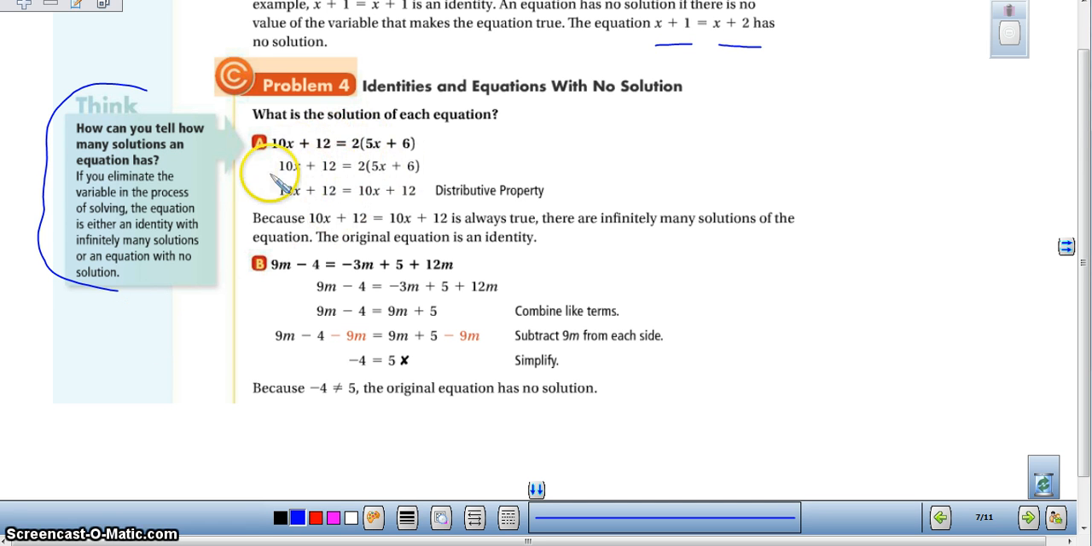If we are solving this one, notice that these two look exactly the same. So we would say that there are infinitely many solutions and the original is an identity. Whereas when you go to solve 9m minus 4 equals negative 3m plus 5 plus 12, you get 9m plus 5 equals 9m minus 4. If you subtract 9m from both sides, negative 4 will never equal 5, so this problem has no solution.